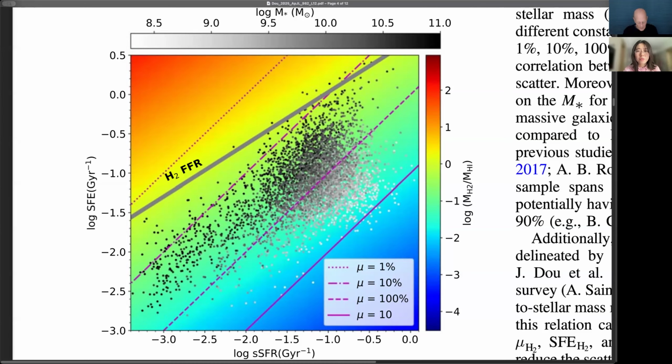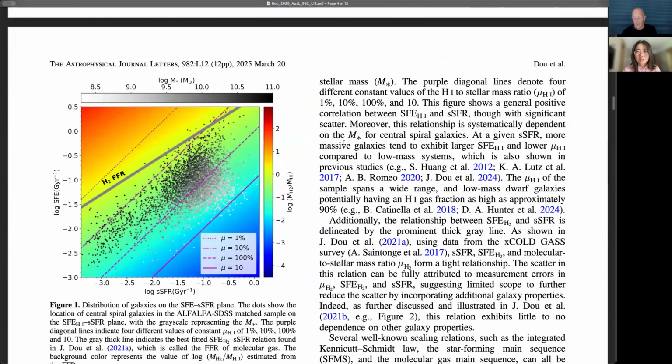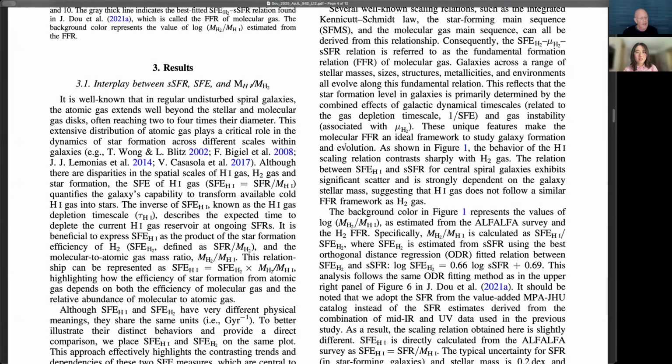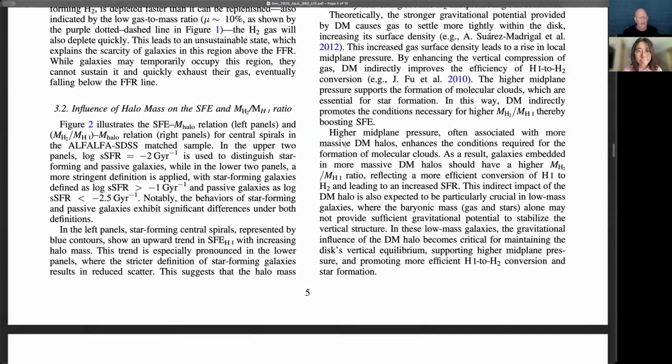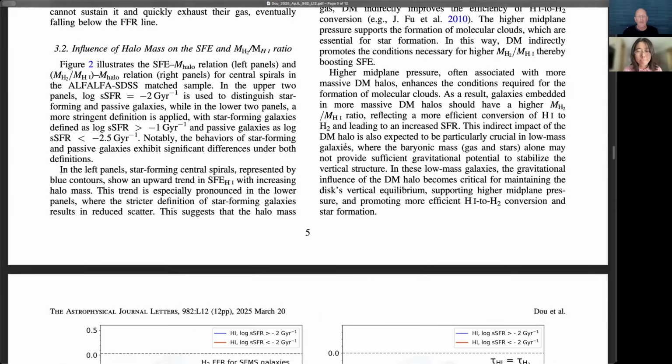figure 2, let's slide down to figure 2 a little bit. So let's look at the influence of the halo mass. In figure 2, we show the star formation efficiency and the H2 to H1 ratio as a function of the dark matter halo mass.